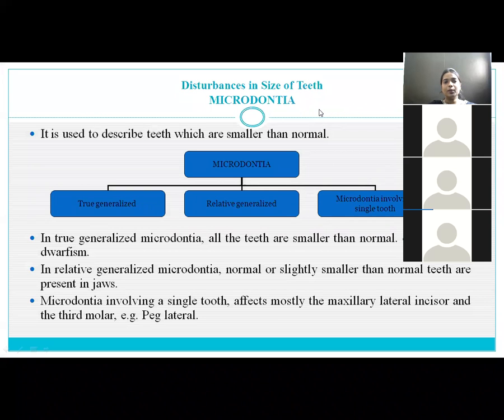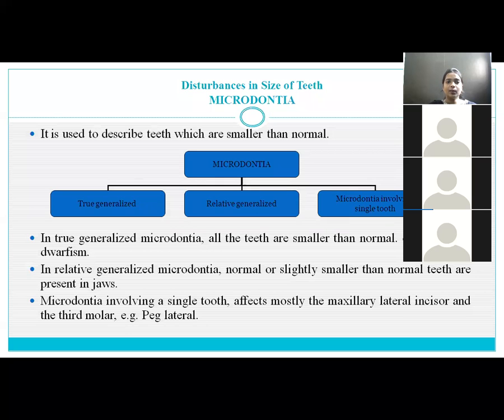The next developmental disturbance is the size of the teeth. In the size of the teeth, microdontia is there and macrodontia is there. What is microdontia? Micro means small, dontia means teeth. What is macrodontia? Macro means large and dontia means teeth. These two anomalies are under the developmental disturbances in the size of teeth. First anomaly is microdontia. Micro means small teeth and macro means large teeth.